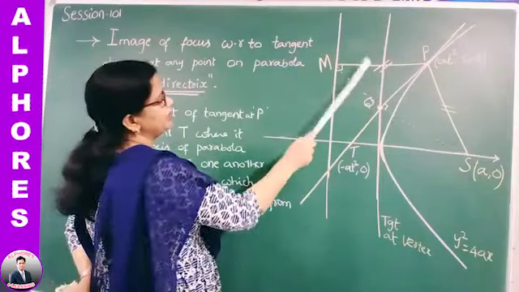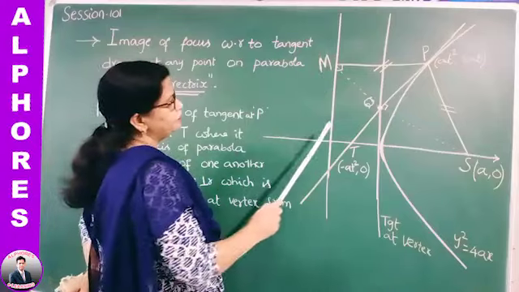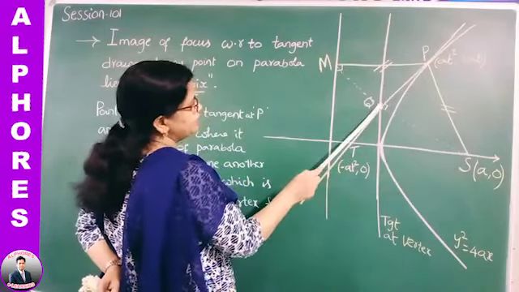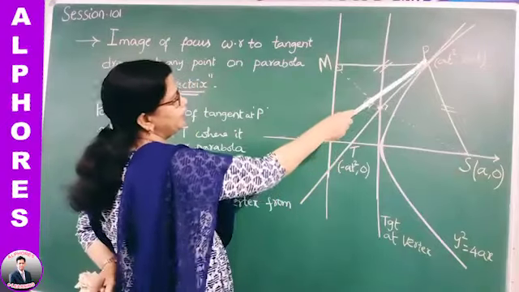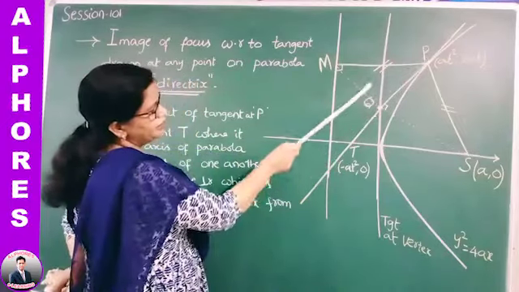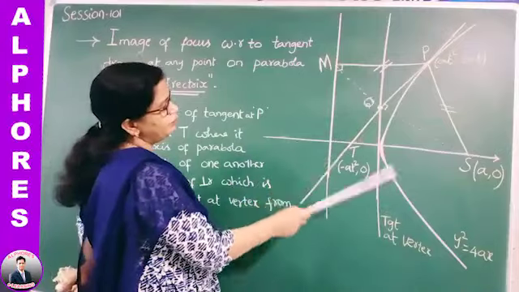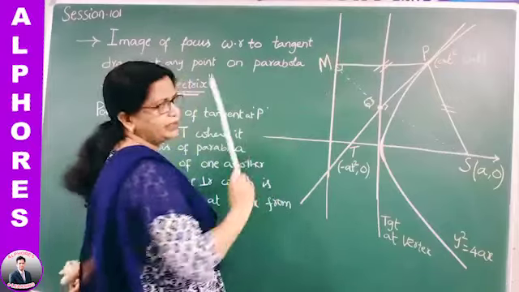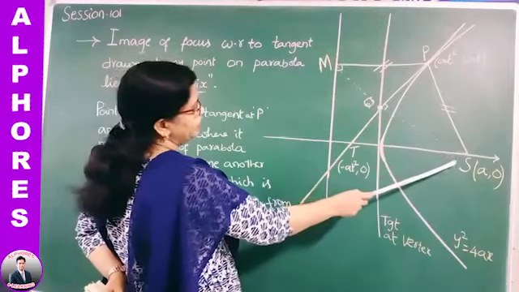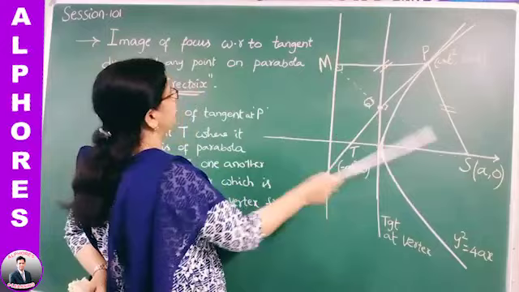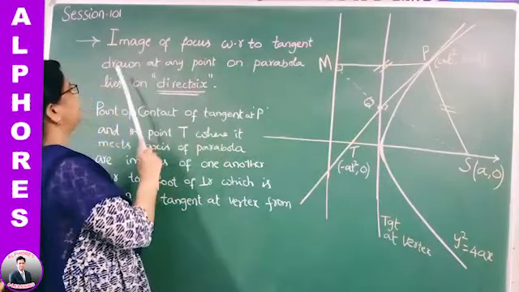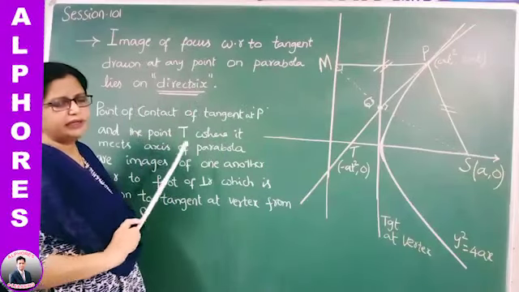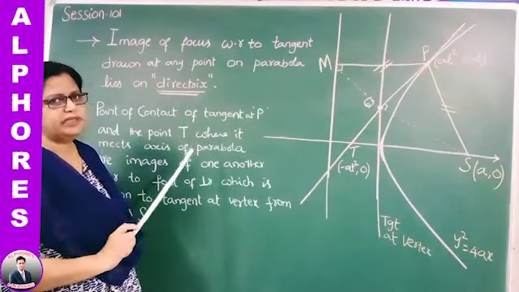PM also. Okay, SP is equal to PM. Then the image of focus with respect to the tangent drawn at any point P on the parabola always lies on the directrix. The image of focus with respect to a tangent drawn at any point on the parabola lies on the directrix, just basing on that previous concept.